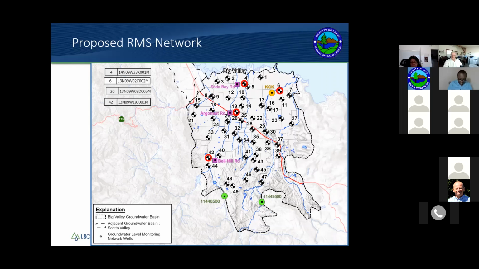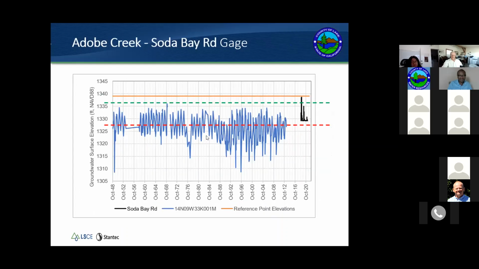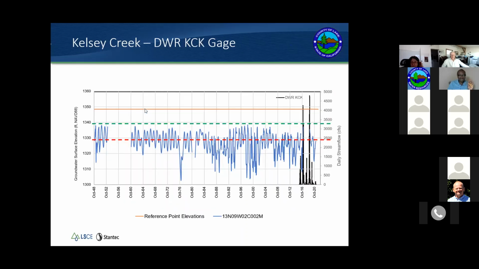So we get that. But then the only other question is, let me jump to a condition here. Say, on average, this is a better graph. Sarah, I see your hand up; we'll get to you right after this one. Again, this is Kelsey Creek.